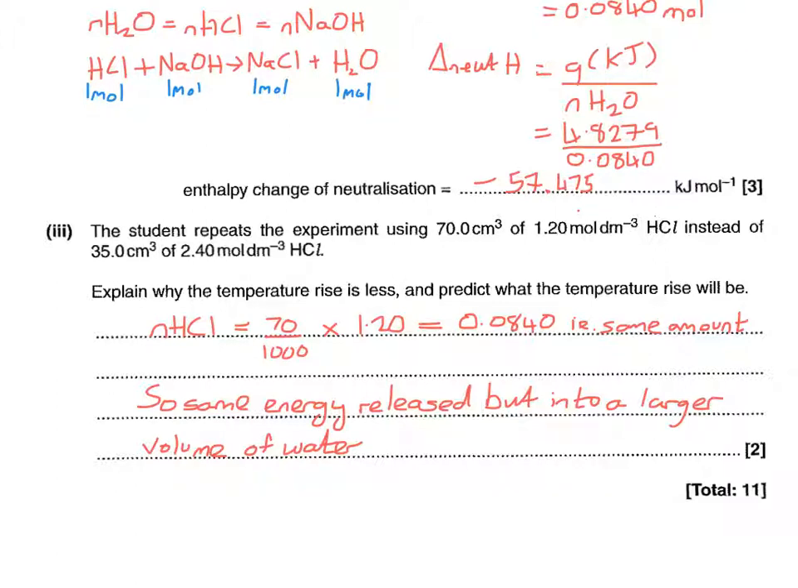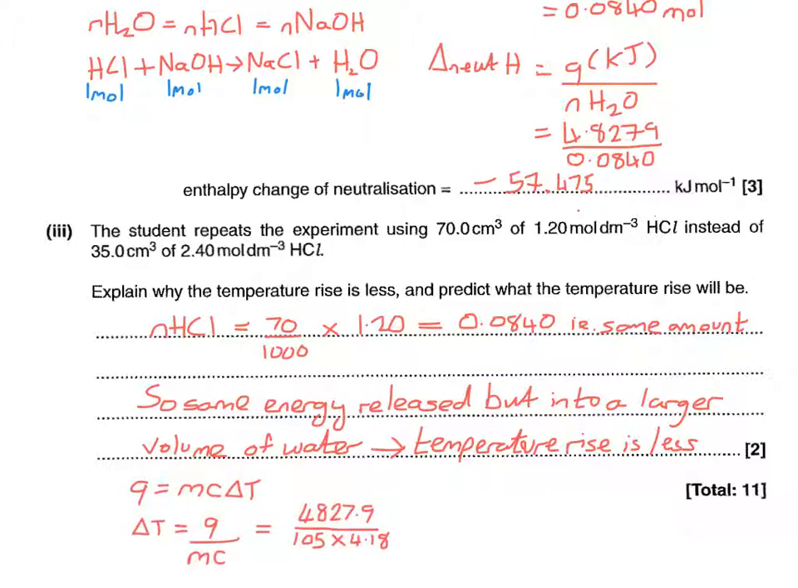That means you'll get the same energy released but into a larger volume of water. So as the question says, that means the temperature rises less. But how much less? To work this out, you've got to rearrange Q = mcΔT so that ΔT is the subject of the equation. So this means we divide 4827.9 by the mass and the specific heat capacity. That gives us a temperature rise of 11 Kelvin, which equals 11 degrees C in total.